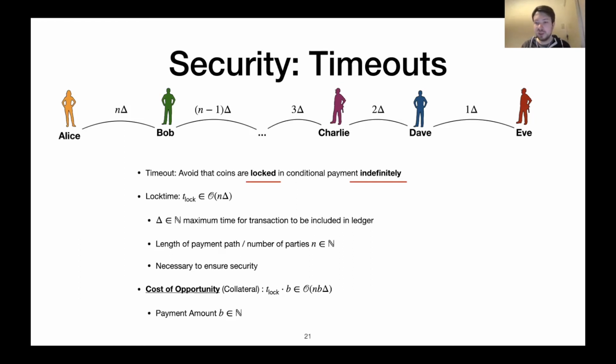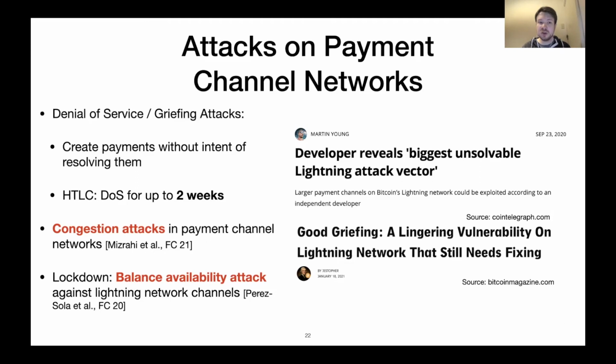Now, for the intermediaries, this represents a cost of opportunity. We use the metric of collateral to compute this cost of opportunity, which is the number of coins that are locked away within the conditional payments multiplied by the time they are locked away. Because the lock time is linear in the length of a payment path, this opens the door to denial of service and griefing attacks.